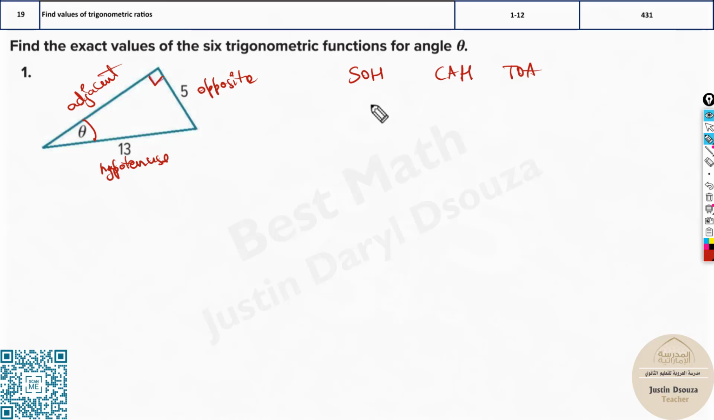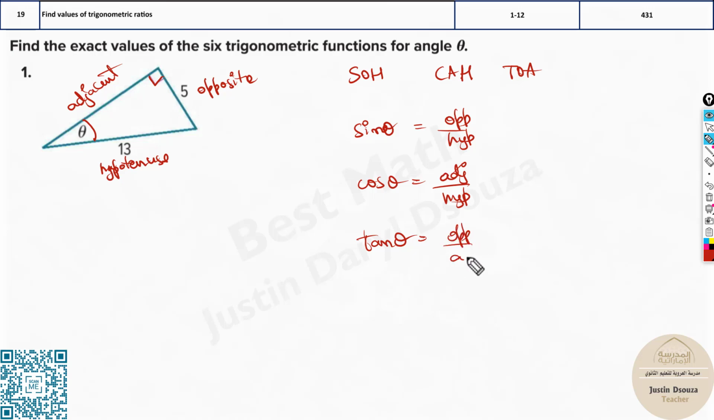SOHCAHTOA. Sine theta equals opposite by hypotenuse. Whereas cosine theta is equal to adjacent divided by hypotenuse. And lastly, tan theta is equal to opposite by adjacent. So these are the three formulas. Now, once we know these formulas, we can easily substitute.